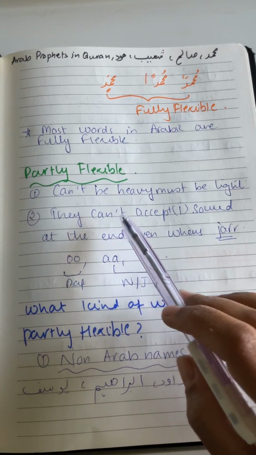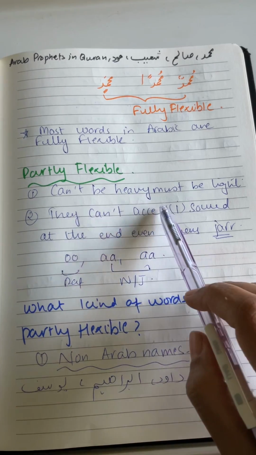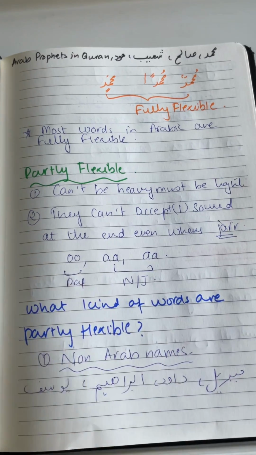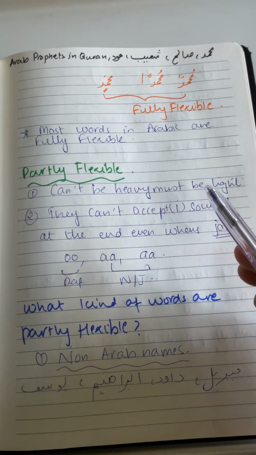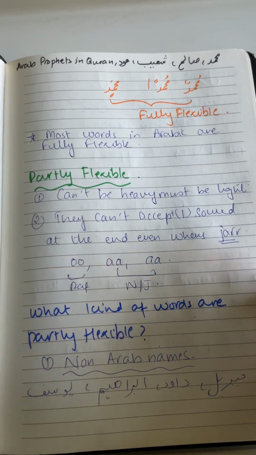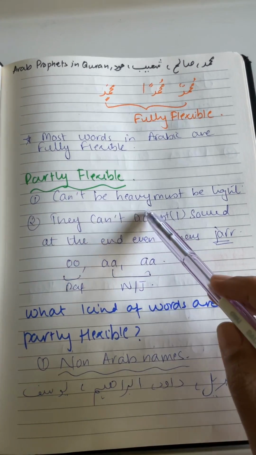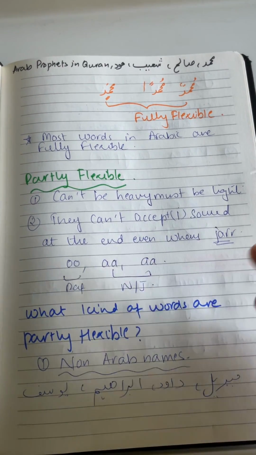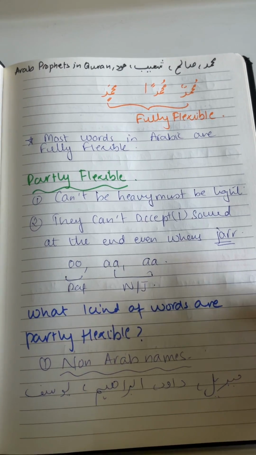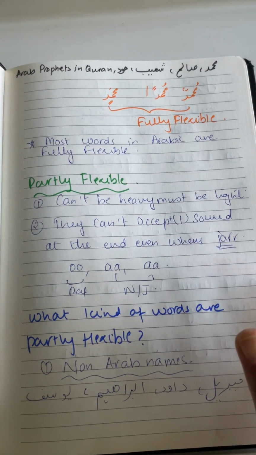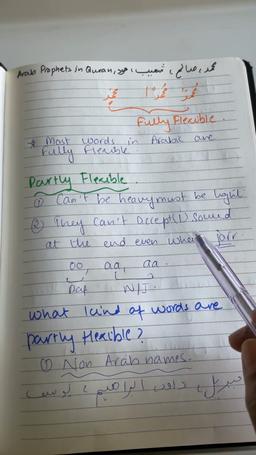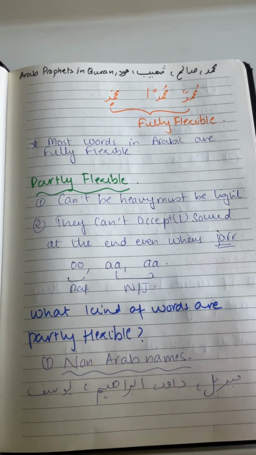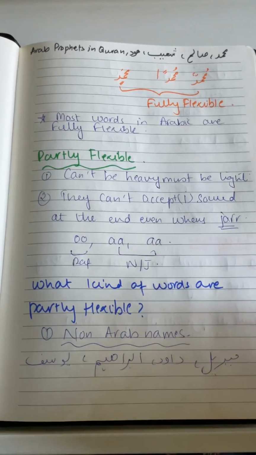Now in the partly flexible words, there are some features we need to know. They can't be heavy, they must be light. They cannot occur with un and an, they cannot have tanween, they should be only light, and we did the lesson on heavy and light, so we must know what light means. They also can't accept the e sound. Normally the jar sounds are in or e sounds, but partly flexible words don't get that option. They only have the u and a sounds. The u sound will be rafa, and the a sound will be nasab or jar, depending upon how the word is used.